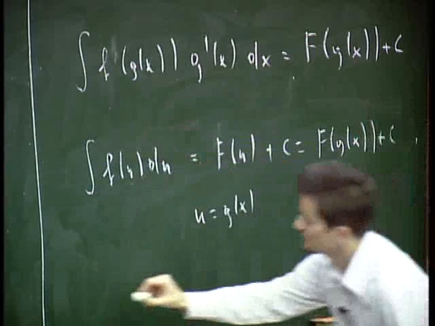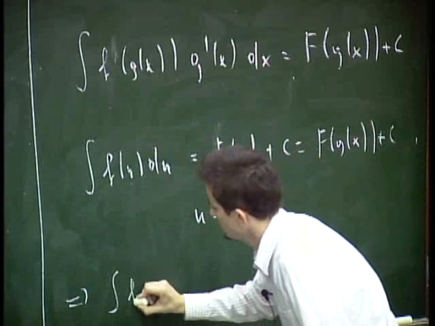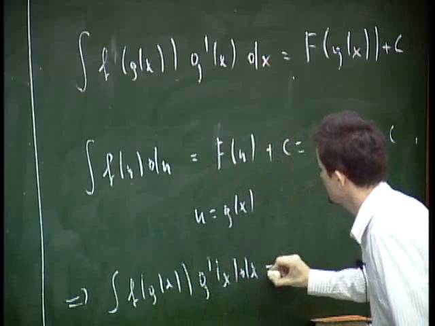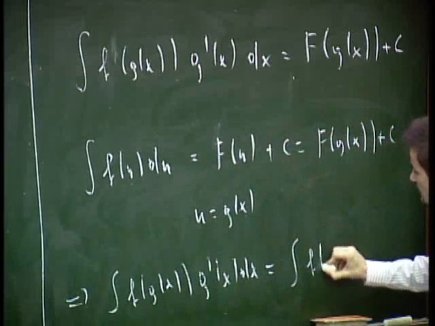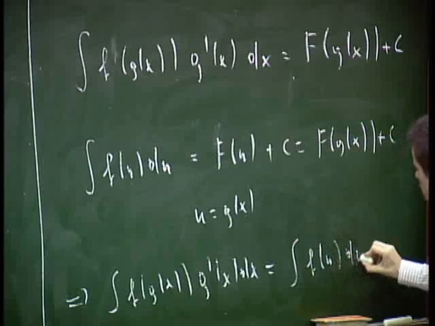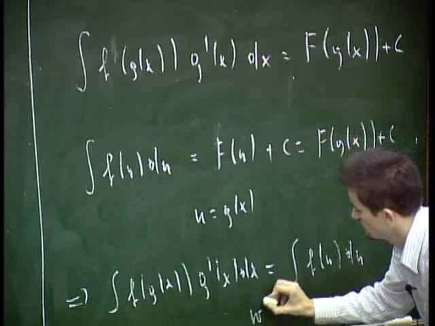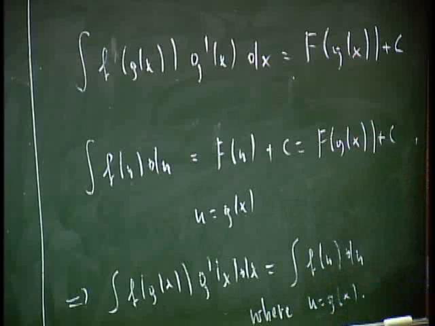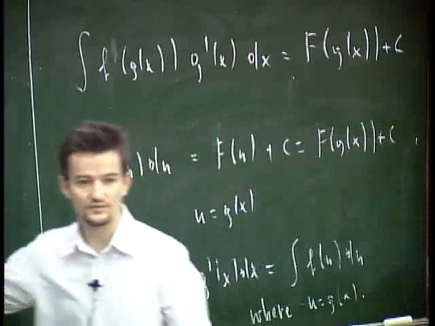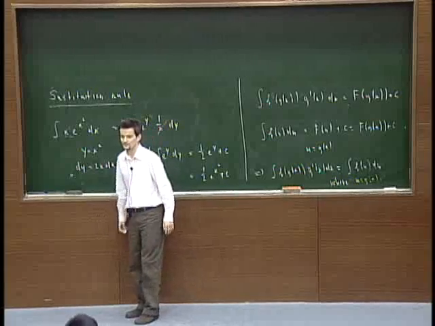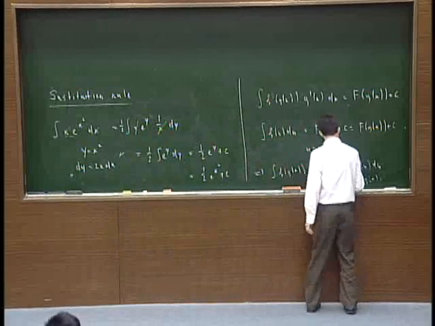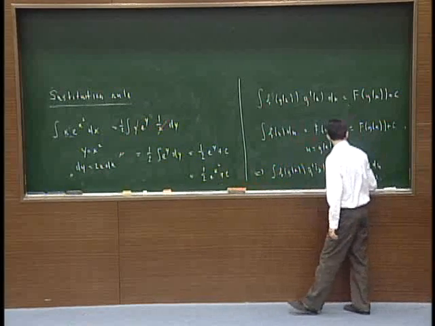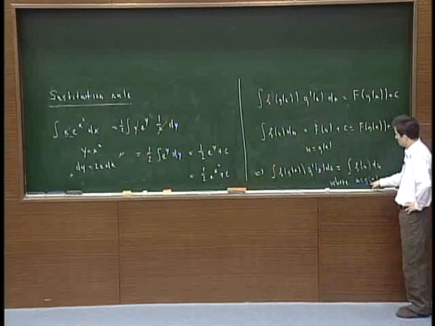So what this means is that the integral of f of g of x times the derivative of g of x dx is equal to the integral of f of u du, where u is equal to g of x. And this is the same as this here, it's just written differently. Because we realized that those two integrals are the same if u is equal to g of x.